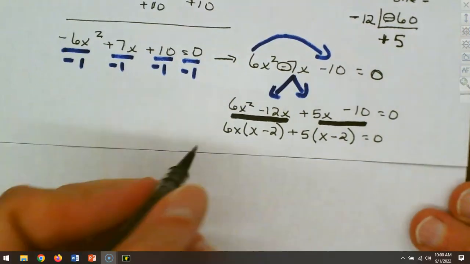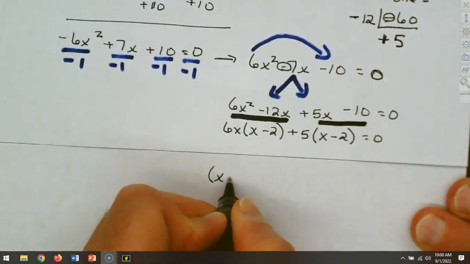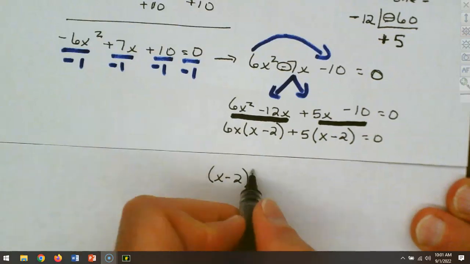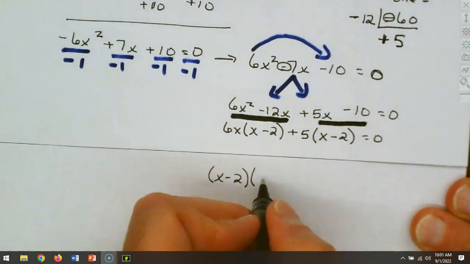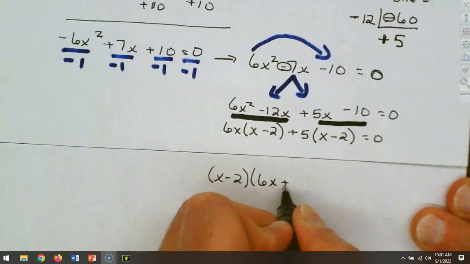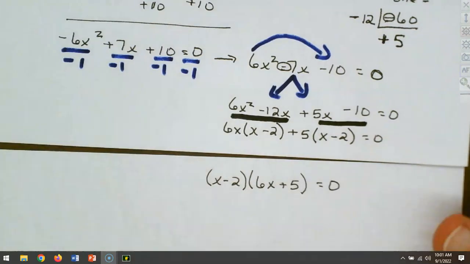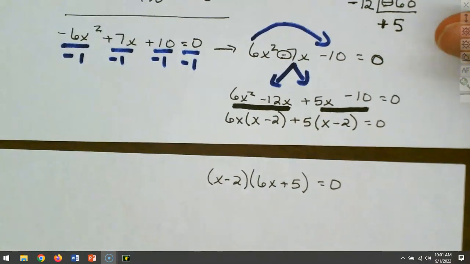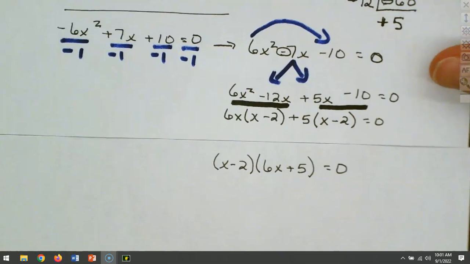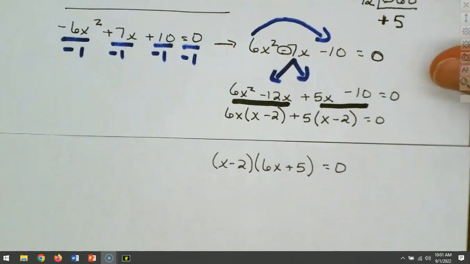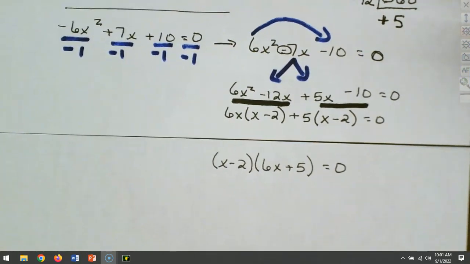And what do we do? We write the x minus 2 out in front. And what's left over? 6x plus 5. Okay, and now we've got it factored. Is everyone okay with that so far? And again, there's different ways of factoring. If you're comfortable guessing the factors, you can do that too. I like this way, it's more mechanical. And with larger numbers, it's easier.